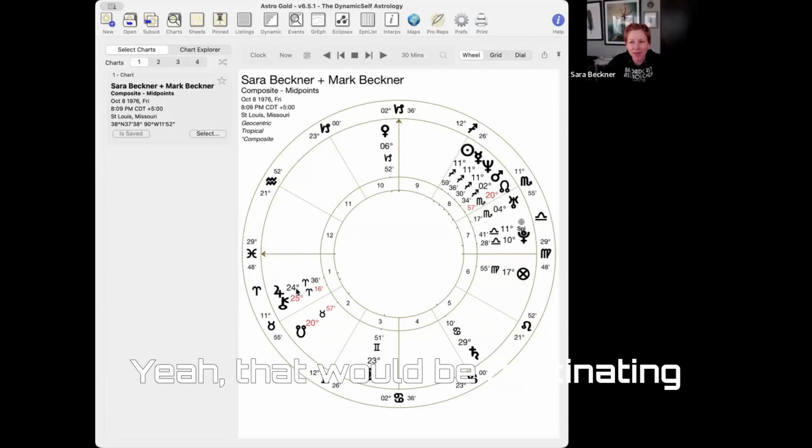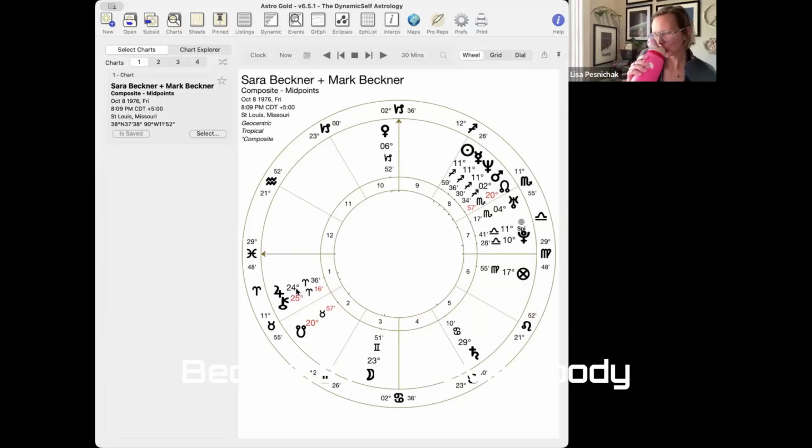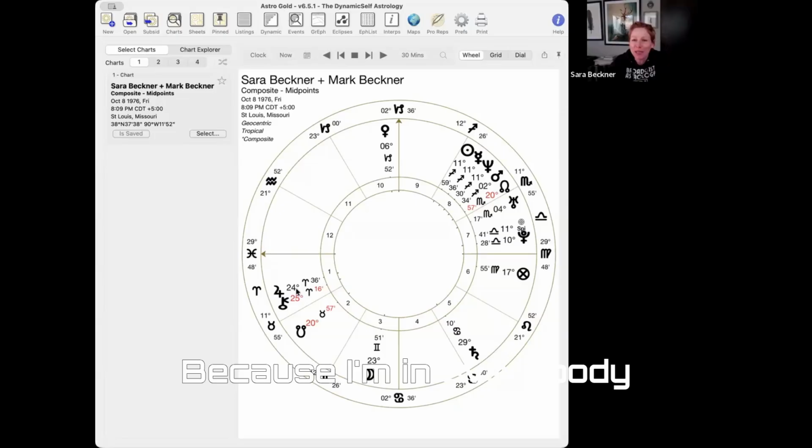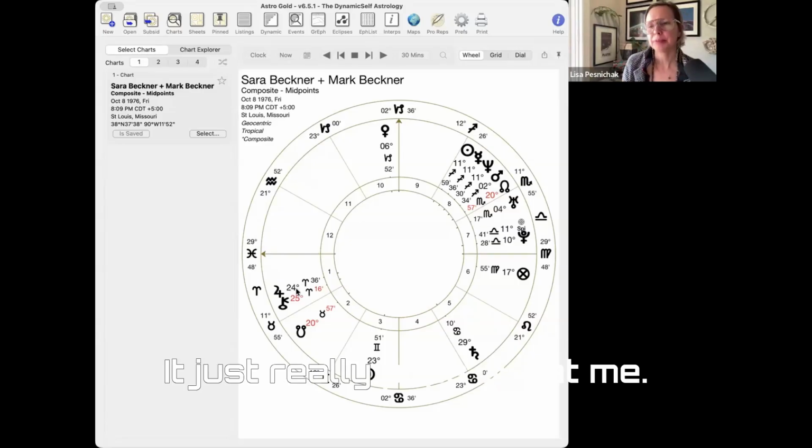Yeah, that would be fascinating because, to be honest, I don't work with my own chart or charts I know very much because I'm in everybody else's business, but monitoring transits to the composite would be very interesting. Yeah. Just keep an eye on that. It just really pops out at me.